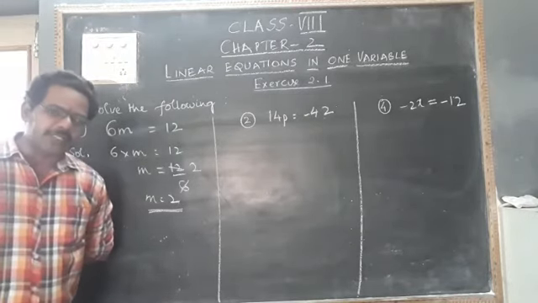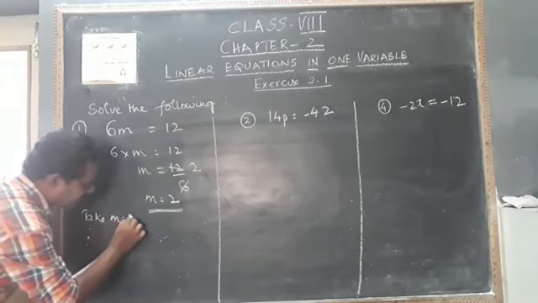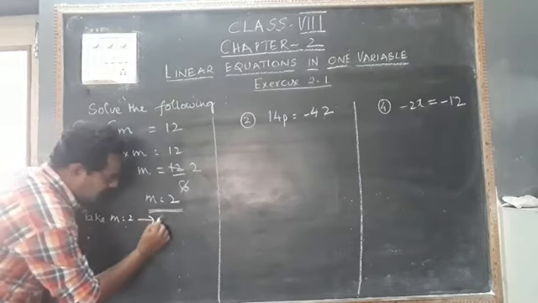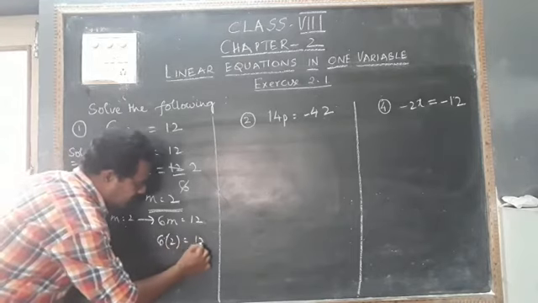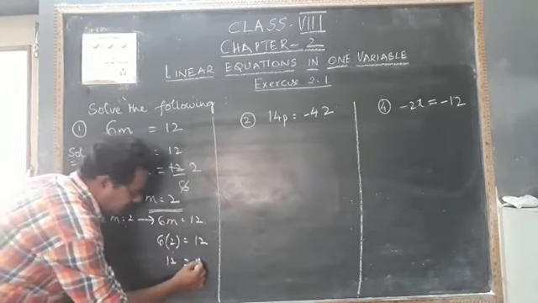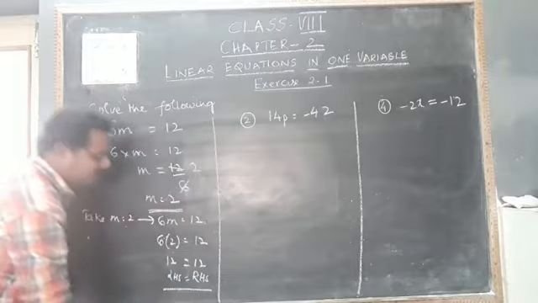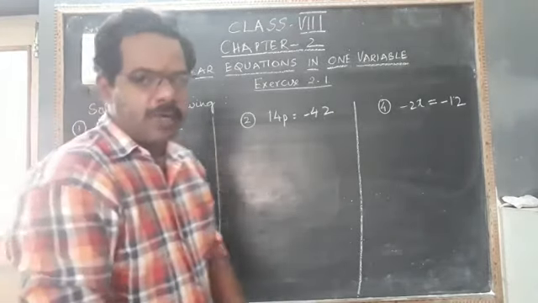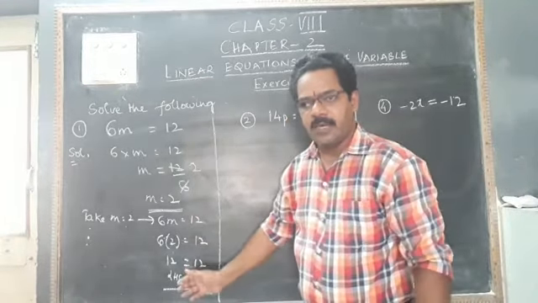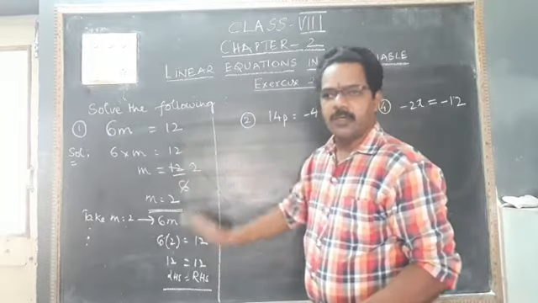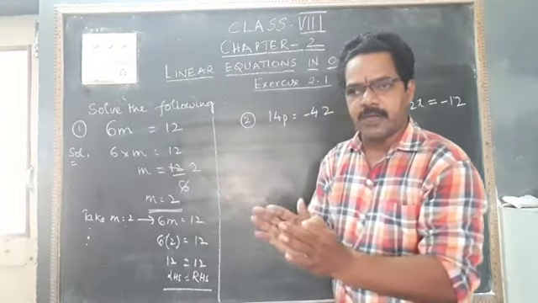We have to check whether it is true or false. How to check this one? Take m is equal to 2. What is the equation we have? 6m is equal to 12, and 6 into 2 is equal to 12. So LHS is equal to RHS. Therefore, the sum which we have solved is true. Please check the sum like this only. After completing the solution, with the help of that solution, we have to find out whether both left hand side and right hand side are equal or not.